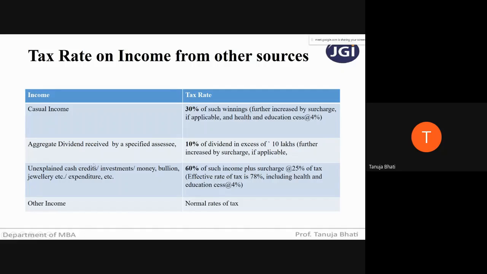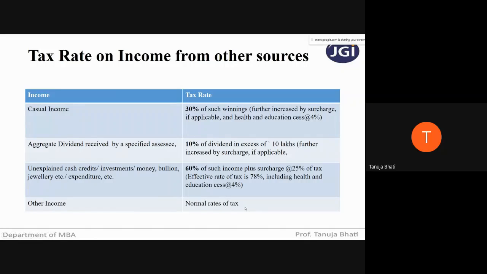And apart from these three, if there is any other income falling under the head income from other sources, it will be taxed at the normal rates of tax. Normal rate of tax means the individual tax slab rates, which we have seen in module number 1. Whatever normal slab rates are applicable, the other income will be taxed at those rates. So these are the tax rates under income from other sources: casual income 30%, dividend in excess of 10 lakhs 10%, unexplained cash credit 60%, and for other income the normal tax rates will be applicable.